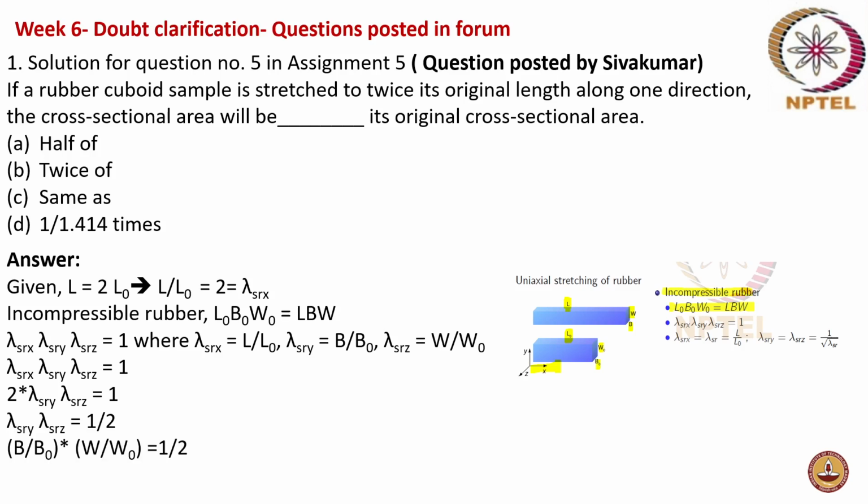Where lambda SRY and lambda SRZ is nothing but B by B naught into W by W naught. That is equal to half. So after just a realignment, you will get BW is equal to half into B naught W naught. That is, the new cross section area is half of the original cross section area. Are you able to make sense?